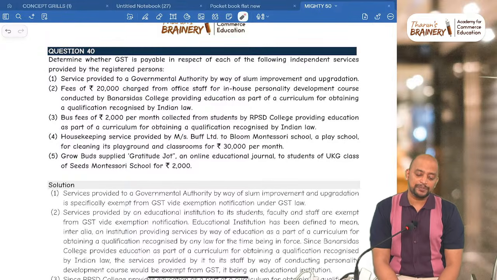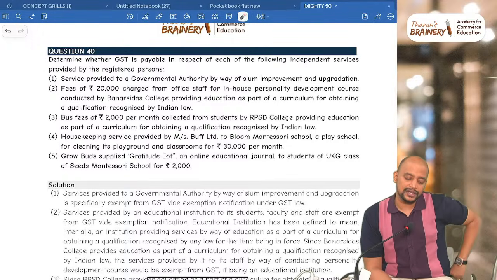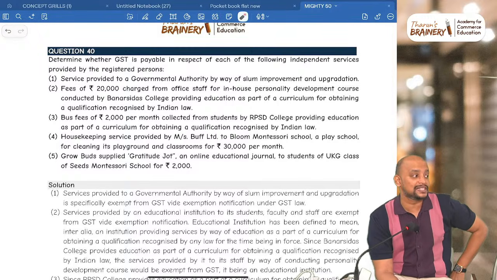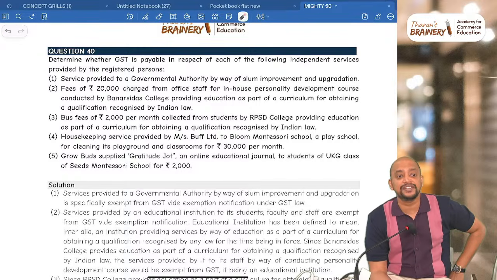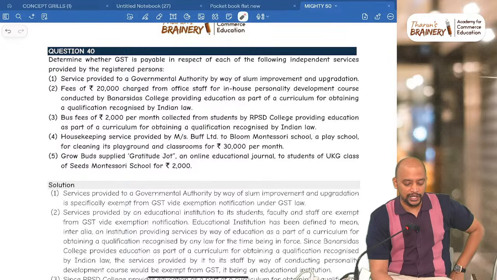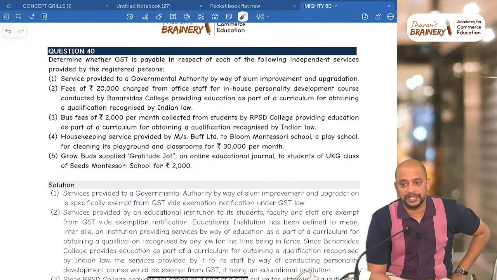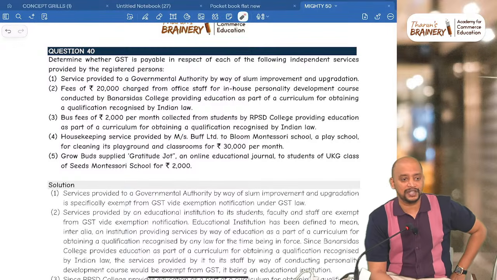Housekeeping service provided by Buff Limited to Bloom Montessori. This is to an education institution, category 1, for cleaning its playground and classroom at 30,000 per month. Exempted. Why? Security and housekeeping to a category 1 education institution within the premises. Exempted. Growbet supplied Gratitude Jot, an online educational journal, to students of the UKG class of Seats Montessori School. Taxable. Why? Only to category 2 it will be exempted. To a category 1 education institution it will be taxable. Category 3 also it will be taxable.